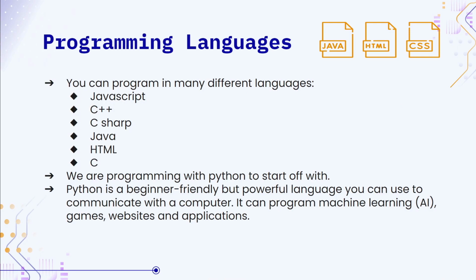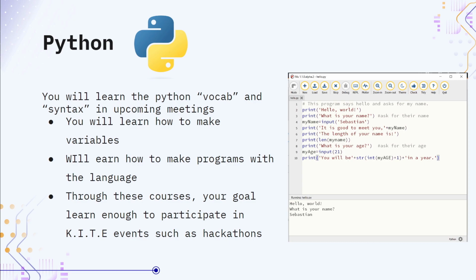There are different programming languages. The one we're going to be using is Python, but another popular one is Java, which you might have heard of, and C++. The reason we're using Python is because it's a beginner-friendly learning language. Throughout this course, you'll learn the Python vocab and syntax, which is like the grammar and the type of words you need to type to get the computer going. Because the computer understands Python as its own language, you really have to understand and learn the language.